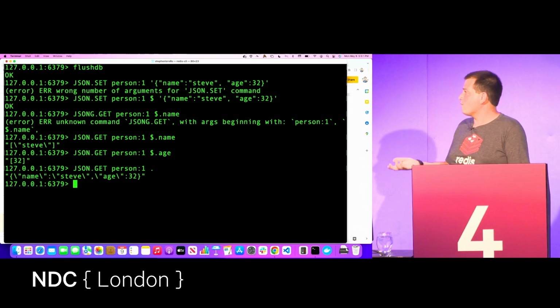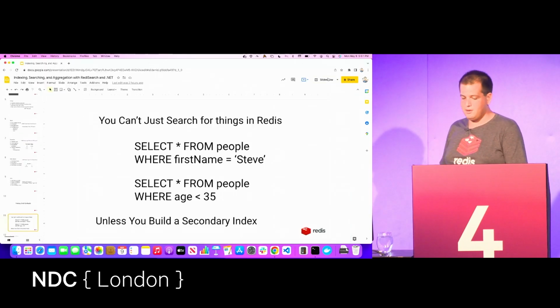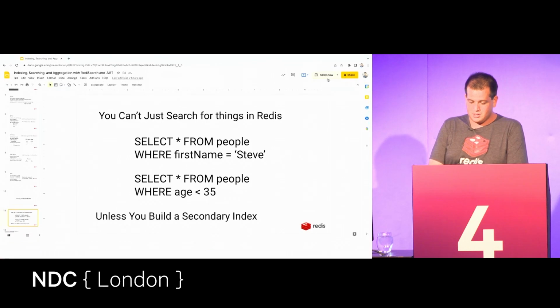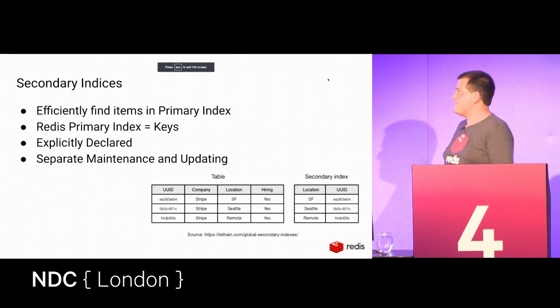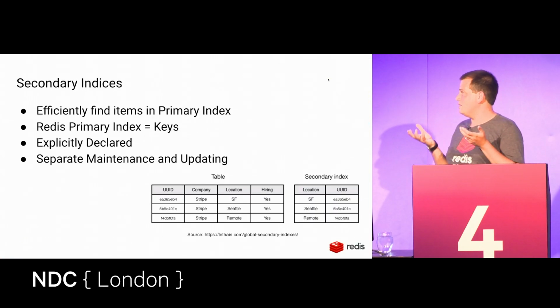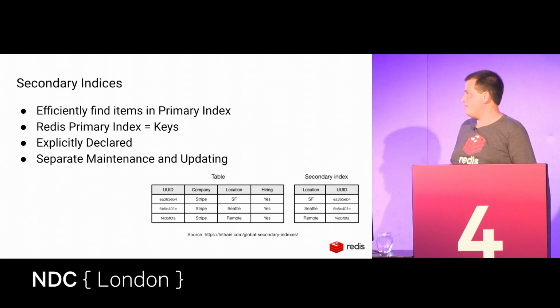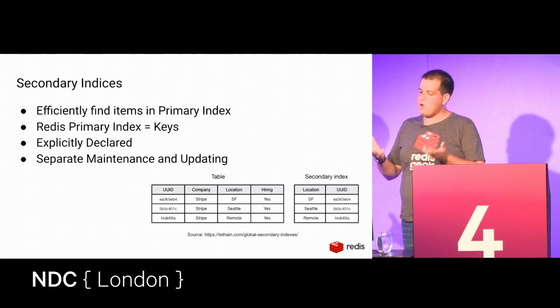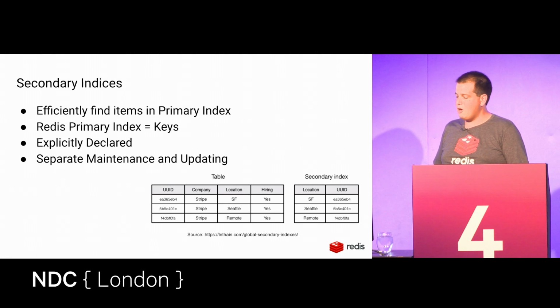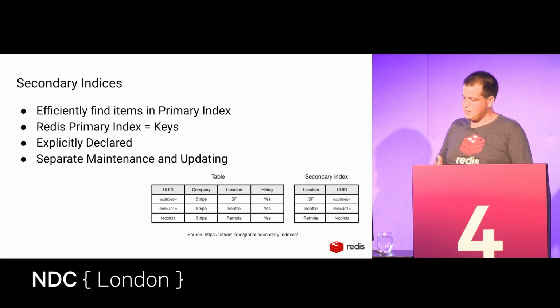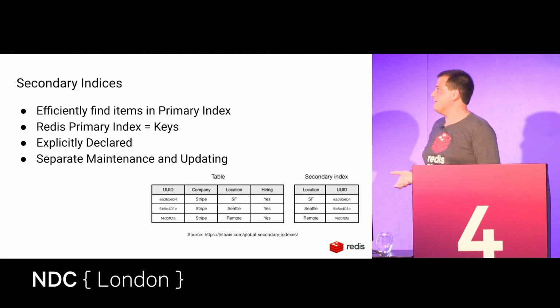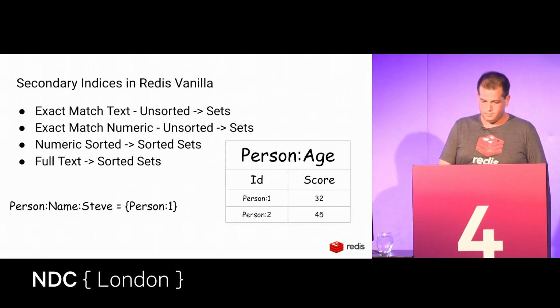But I can't just look for all the people named Steve right out of the box here. So if I wanted to do this, I need to build a secondary index, which is just an efficient way to declare things within the primary index. And like I said, the primary index in Redis is its keys, right? So person:1 is the key. And the big difference between the secondary index and the primary index is that it has to be explicitly declared, and you have to separately maintain and update it.